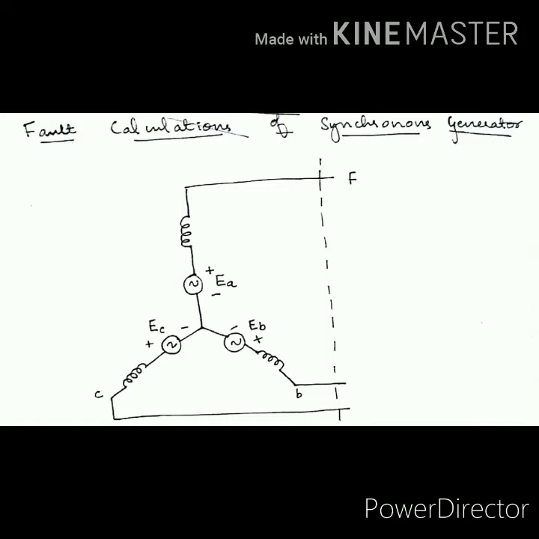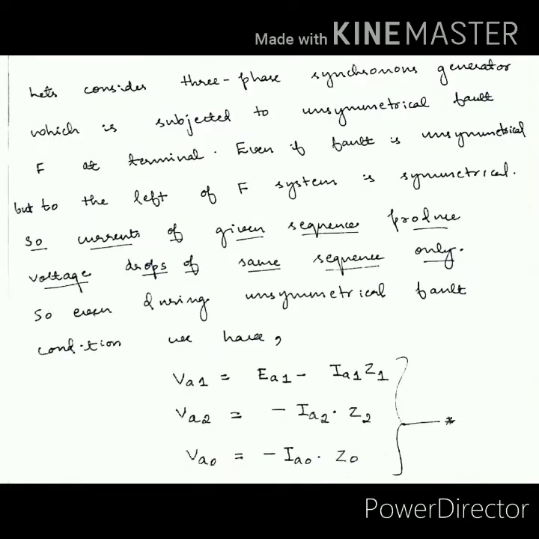Just consider a balanced three-phase synchronous generator, as you can see here. We'll consider that this is subjected to an unsymmetrical fault F at terminal A. Even if the fault is unsymmetrical, to the left of the fault point F the system is completely symmetrical. This point has to be noted, it's very important.